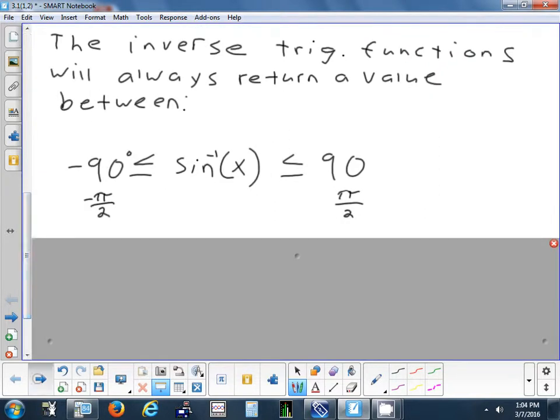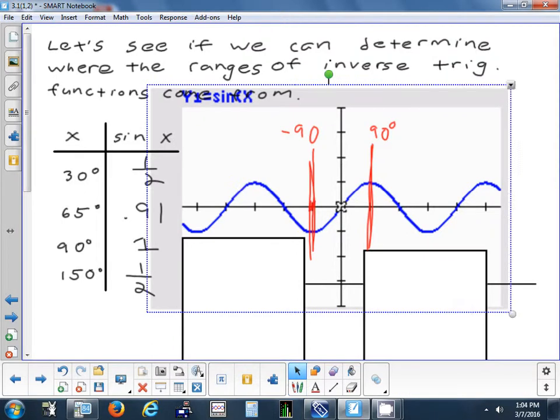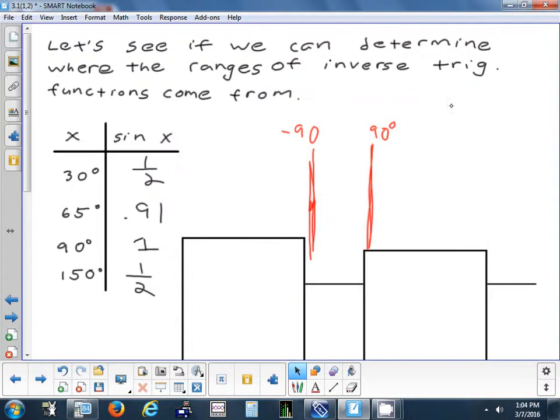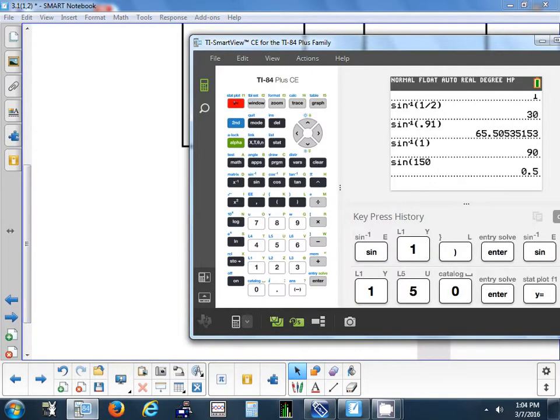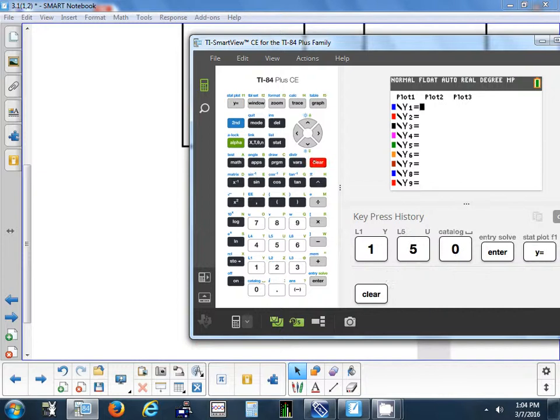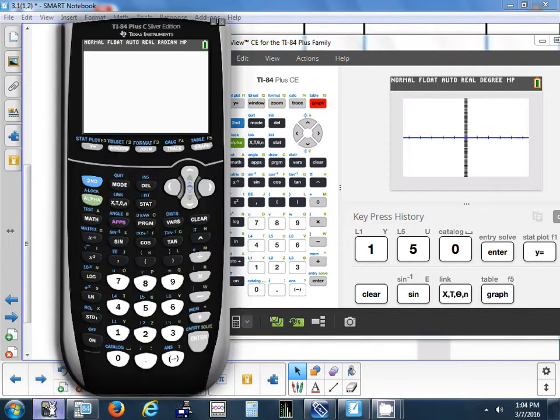Let's look at inverse cosine. Does anybody know what the graph of cosine looks like? It looks pretty much the same. Easiest way is to show you both at once. Here's sine, and let's graph, I'll fix that, cosine.